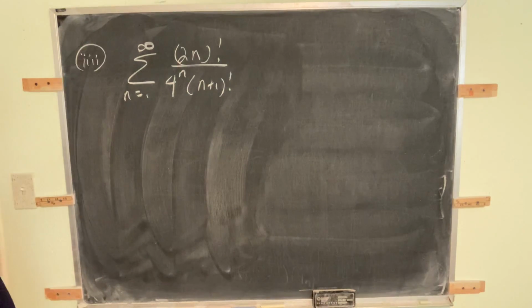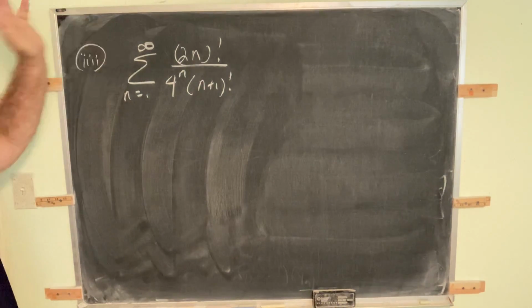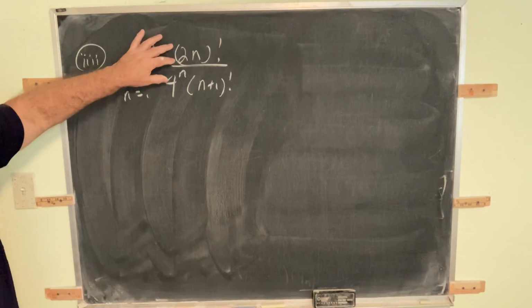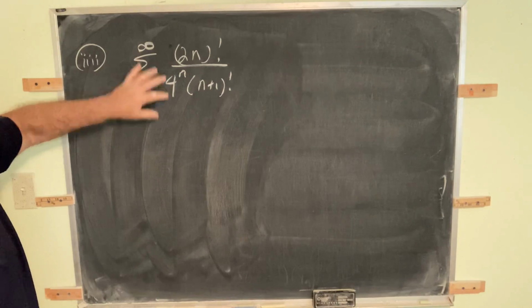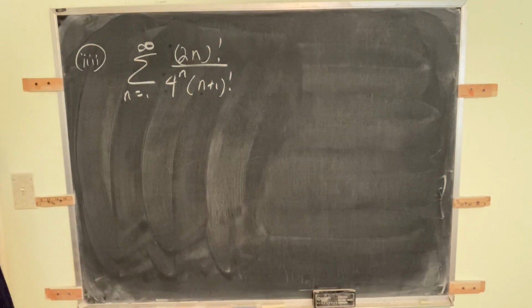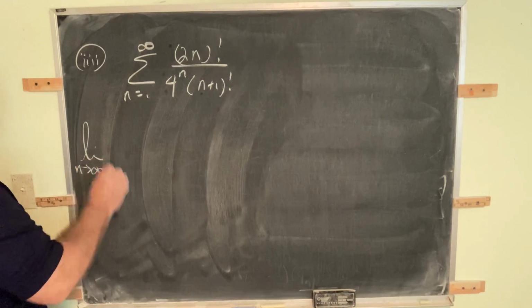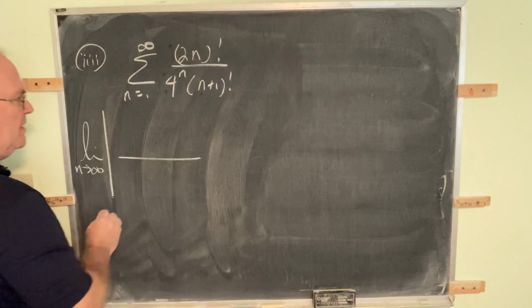Our next ratio test example is this. We have factorials all over the place, so this is a perfect candidate for the ratio test. We have 2n quantity factorial, we have 4 raised to the n, we have n plus 1 factorial. So we need to compute the limit as n goes to infinity of my great big complex fraction.